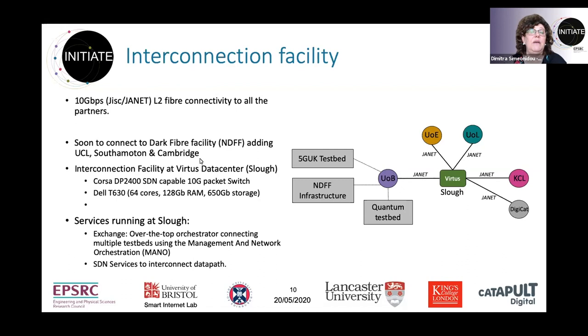The interconnection facility, the physical layer at Virtus, involves a layer 2 switch. The vendor that we engaged is Corsa, and this switch is capable of switching 10 gigabit per second, but is also capable of supporting 100 gigabit services, and could expand to accommodate fiber ports. At the moment we have a server there as well, and we are expanding to multiple servers, which host virtual resources and management software, and could manage VNFs, as it is orchestrating VNFs from different testbeds.